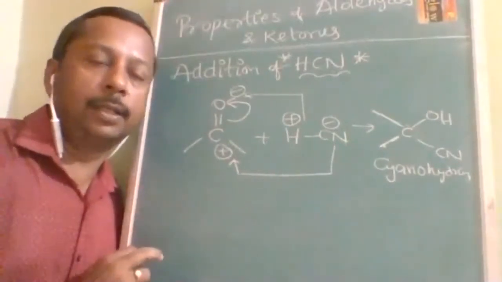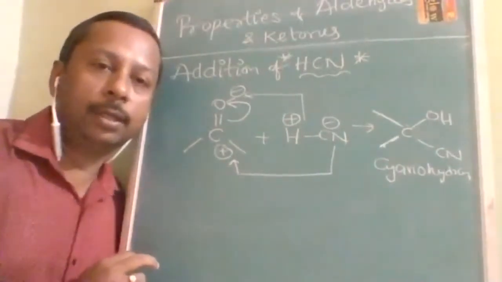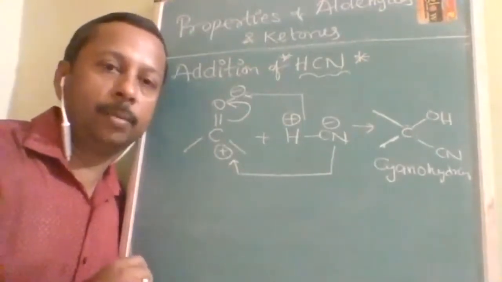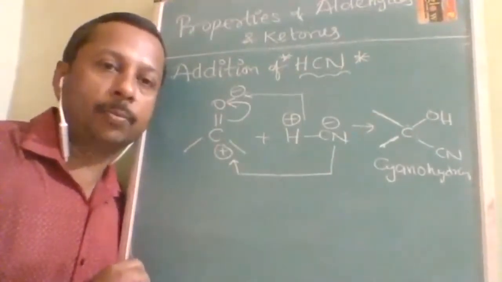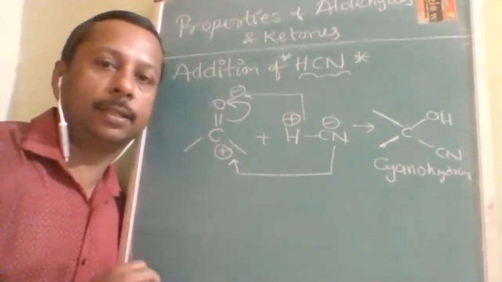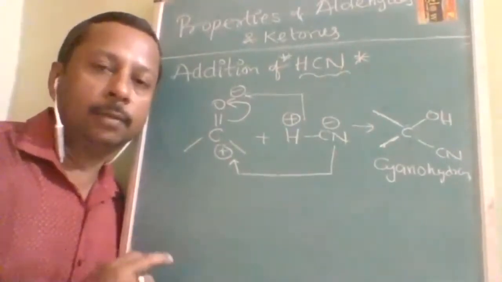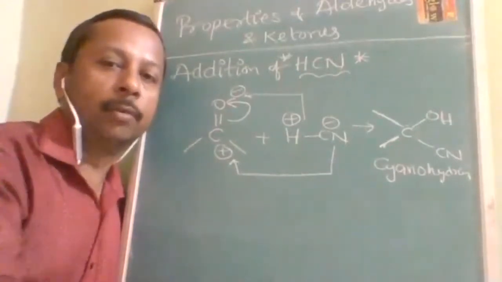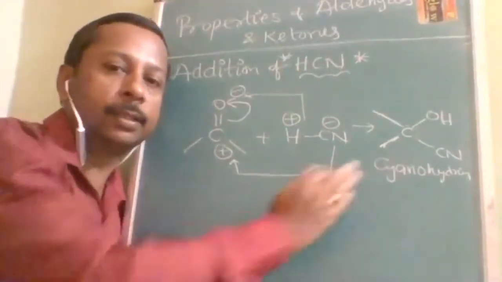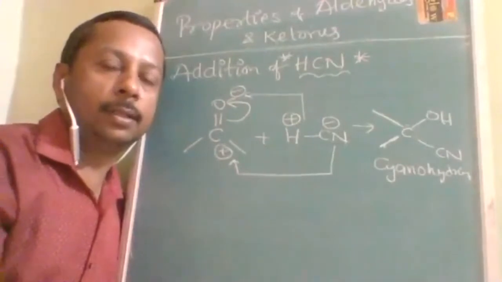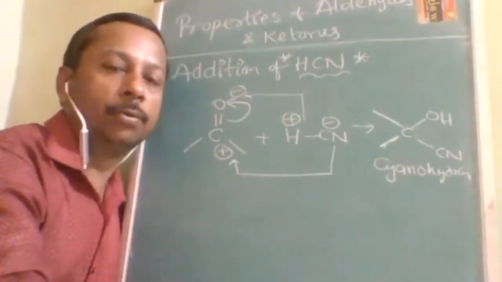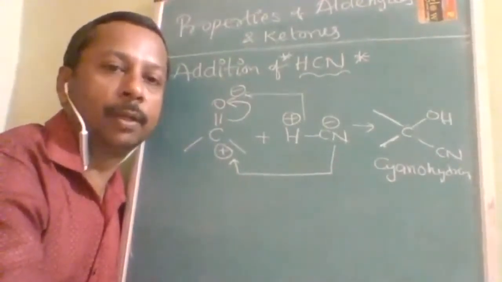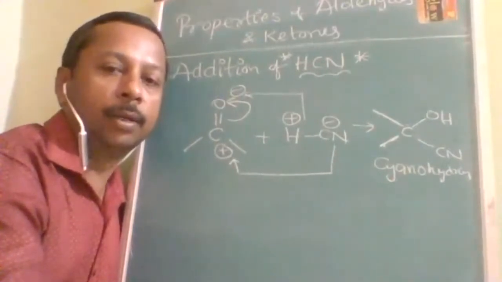Addition of HCN, is it understood? In HCN, the nucleophile is CN minus, and H positive is the electrophile. Why this H plus goes that side and why CN comes at this side was already clearly explained before. Now I am going to explain why this cyanohydrin has synthetic importance, and what compounds we are going to prepare from it.